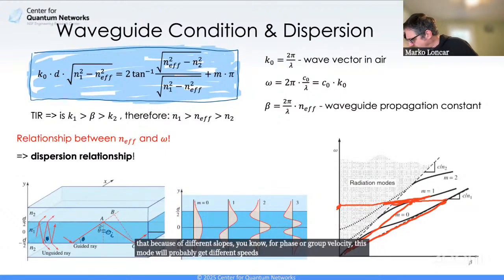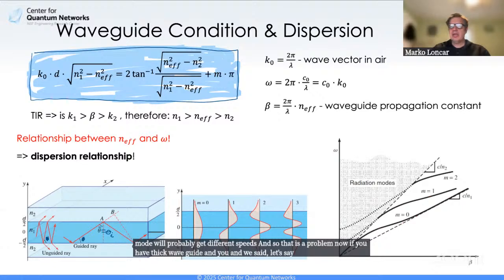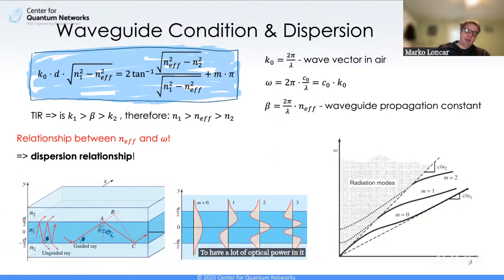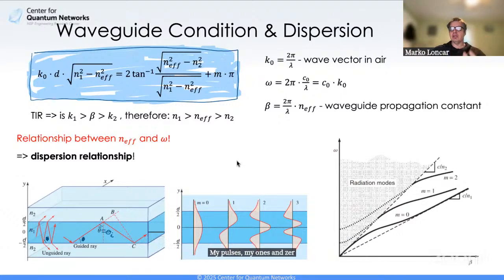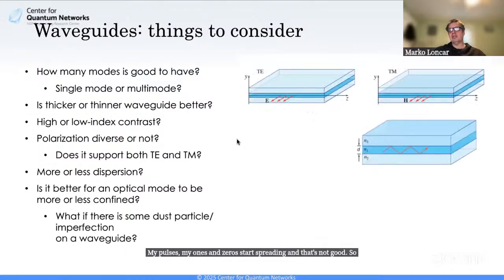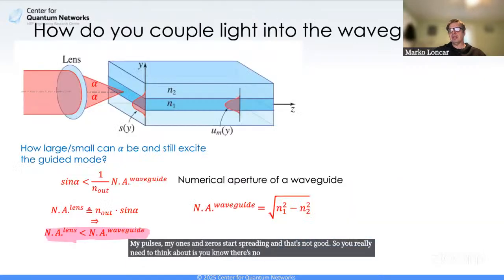And that is a problem now if you have a thick waveguide. Let's say I want to have a thick waveguide to have a lot of optical power in it. Why do I want a thick waveguide? Well, otherwise power density is too great. Maybe I start seeing nonlinear effects, even if I don't want to see them. But now if I have a thick waveguide, I have higher order modes, they propagate at different speeds, my pulses, my ones and zeros start spreading, and that's not good. So you really need to think about it. There's no clear answer.